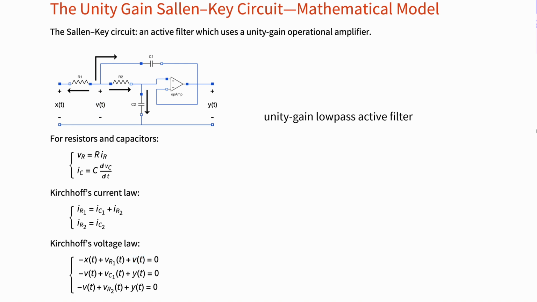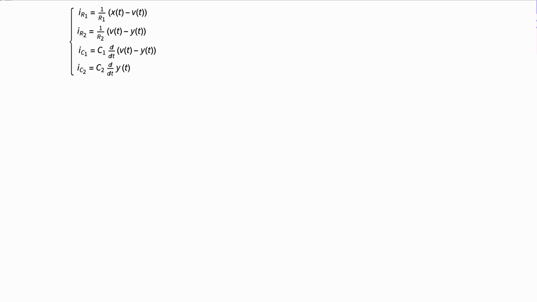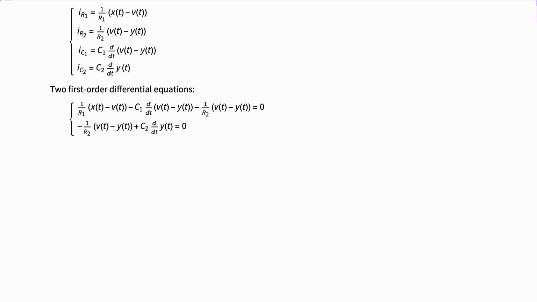We can solve these equations now for V_R1, V_C1, and V_R2, and then get the currents of each element using the voltage-current relations. Replacing the current values in the first two equations, we get these equations shown here. This way, we have modeled the Sallen-Key circuit as a system of two first-order differential equations, which we can solve to find the two unknowns, the node voltage v(t) and the output voltage y(t). x(t) is the input signal, and it is known.